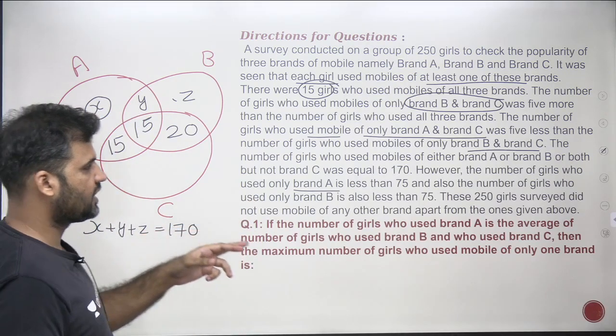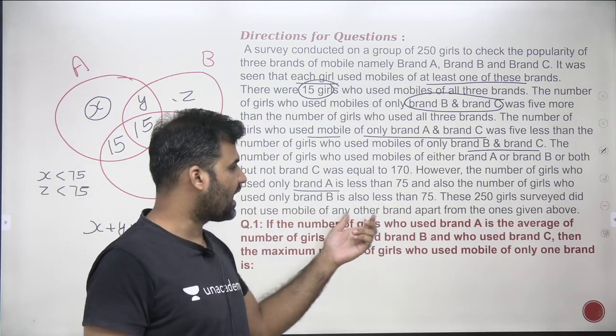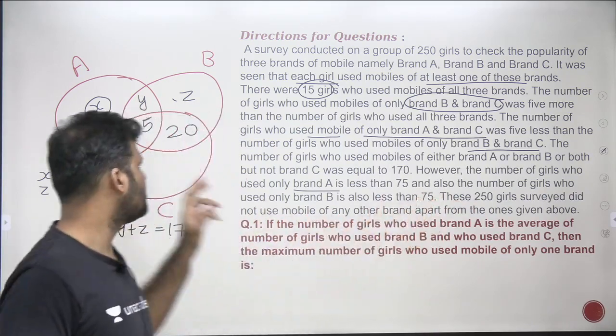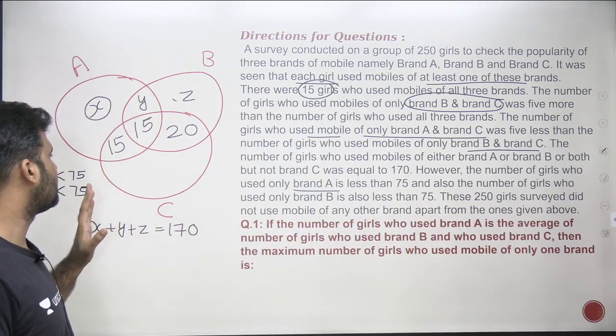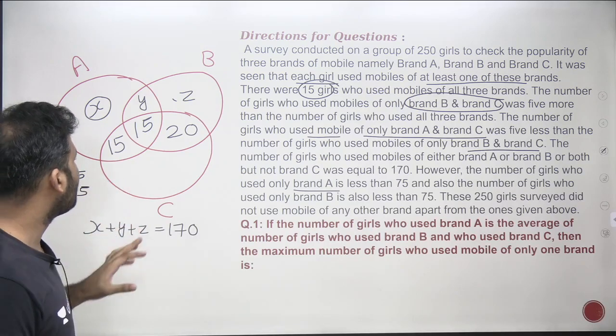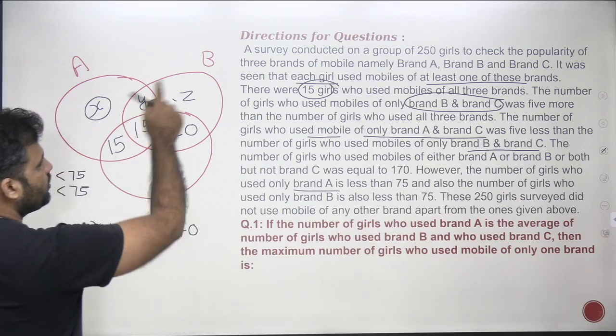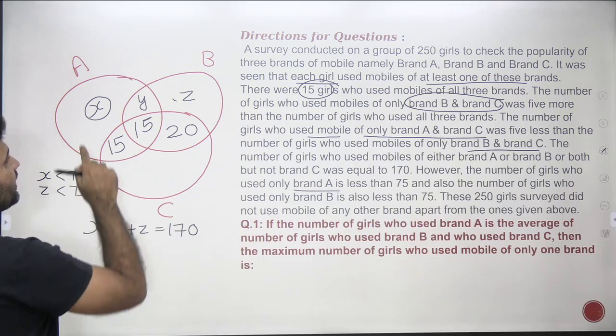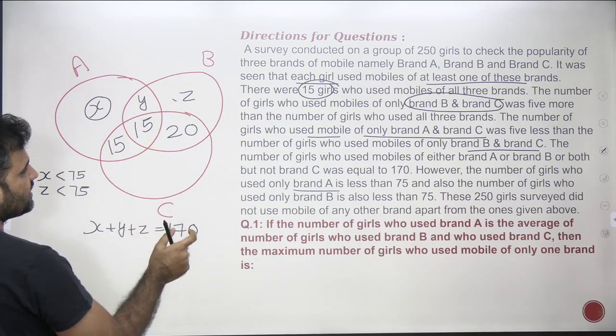So these 250 girls surveyed did not use mobiles of any other brand apart from this. That means the union of sets is 250. This is what the question is saying. Now you see that the total union of sets is 250. We already know that X plus Y plus Z is 170.